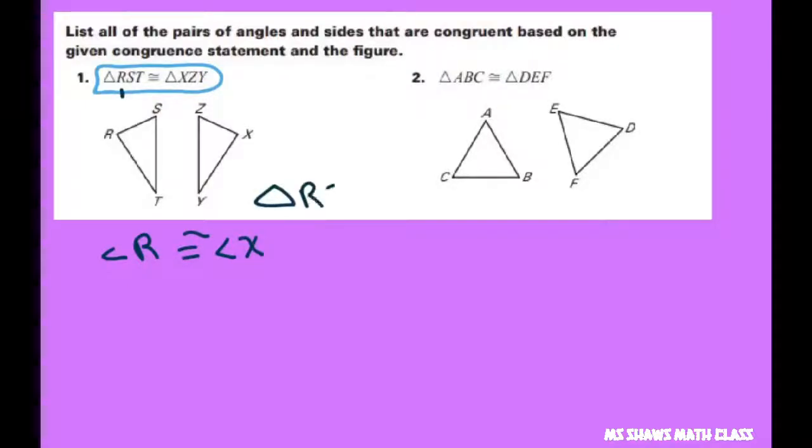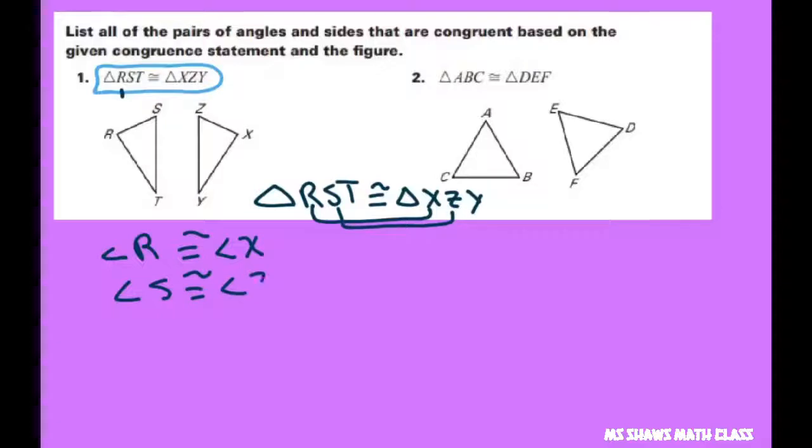Triangle RST is congruent to triangle XZY. So what we did is these two go together. Similarly, S and Z go together. So angle S is congruent to angle Z, and similarly, angle T is congruent to angle Y. And if we want to write it down, we'll do that later.